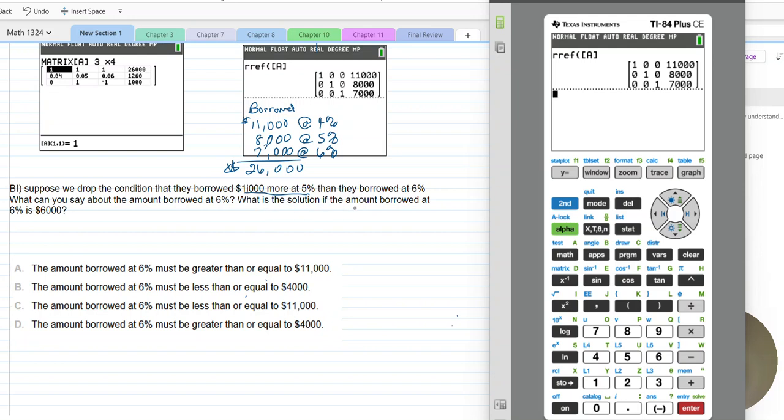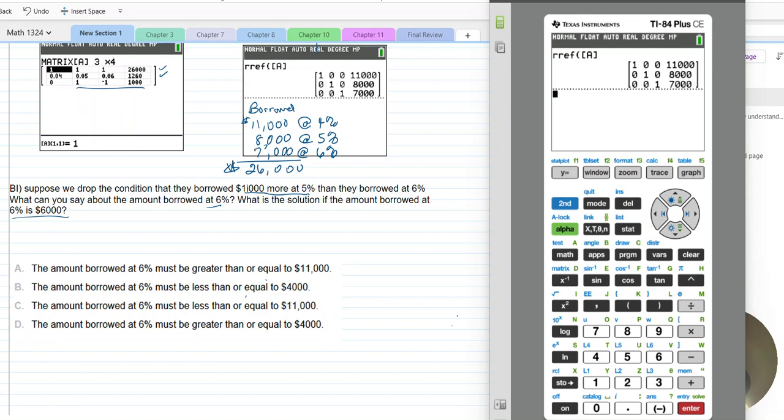What is the solution if the amount borrowed at 6,000? Okay, first, there's two answers to this one. What would you say about the amount borrowed at 6%? All right. Well, if we kept everything else the same, we'd have to change a lot of things, because we wouldn't know, well, we would know that, okay, this is the same, this is the same, this is not the same. So what would we have if it's not? What can you say about the amount borrowed at 6%?